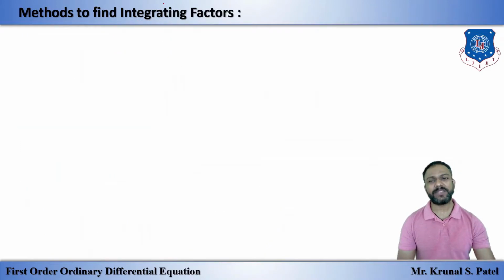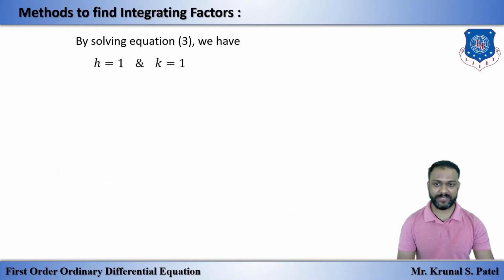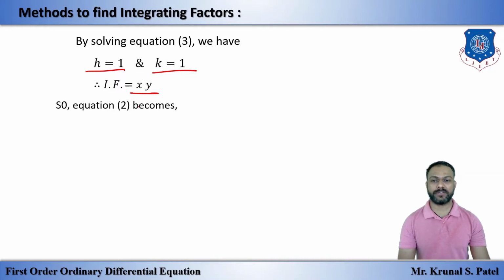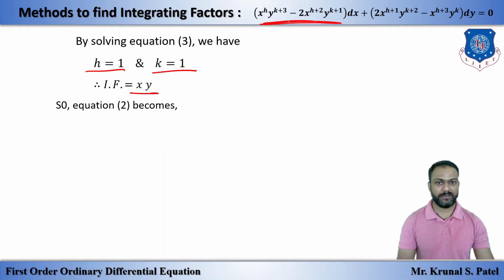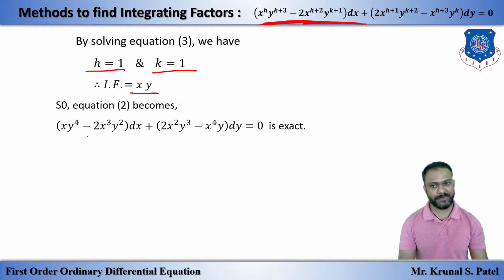Okay. So by solving those equations, we have h is equal to 1 and k is also equal to 1. So the IF is x raised to h, y raised to k, that is xy. Now equation 2 becomes, this equation we already multiplied, so we just put the h and k values 1 and 1. So x raised to 1, y raised to 4, minus 2, x raised to 3, y raised to 2, and so on. And this becomes exact.